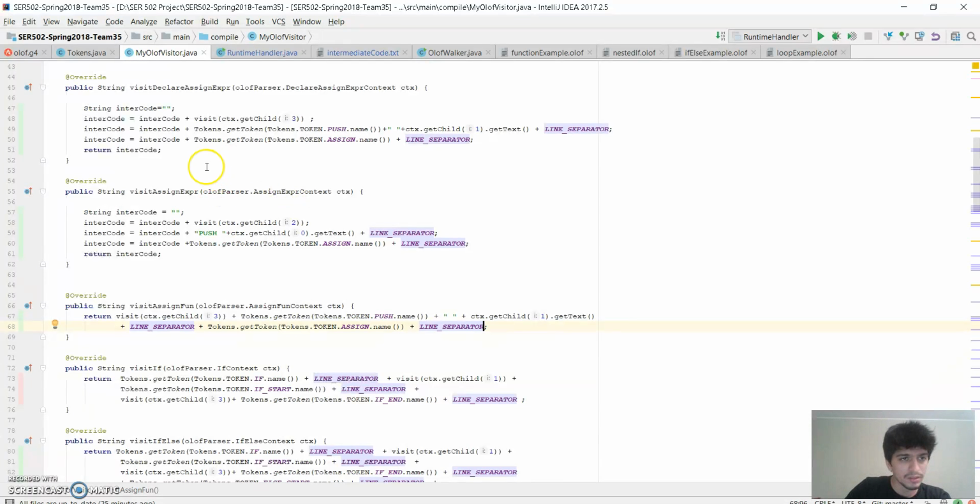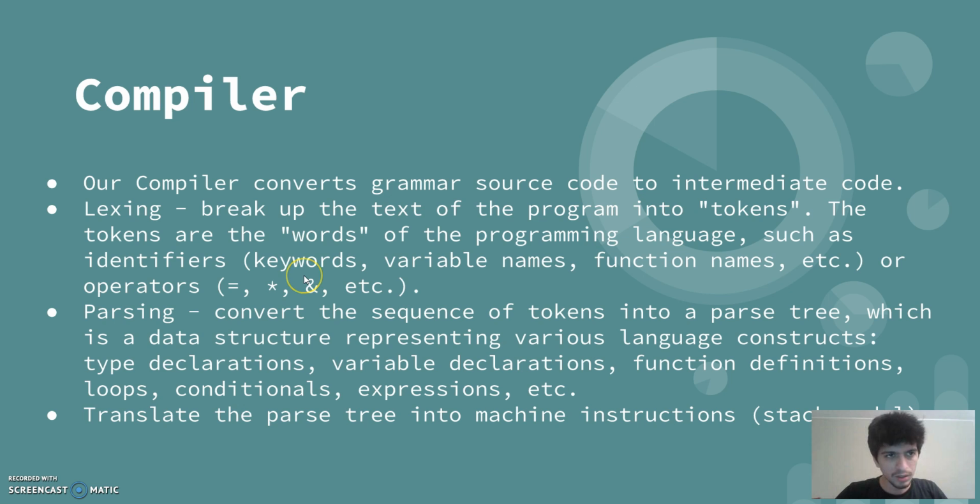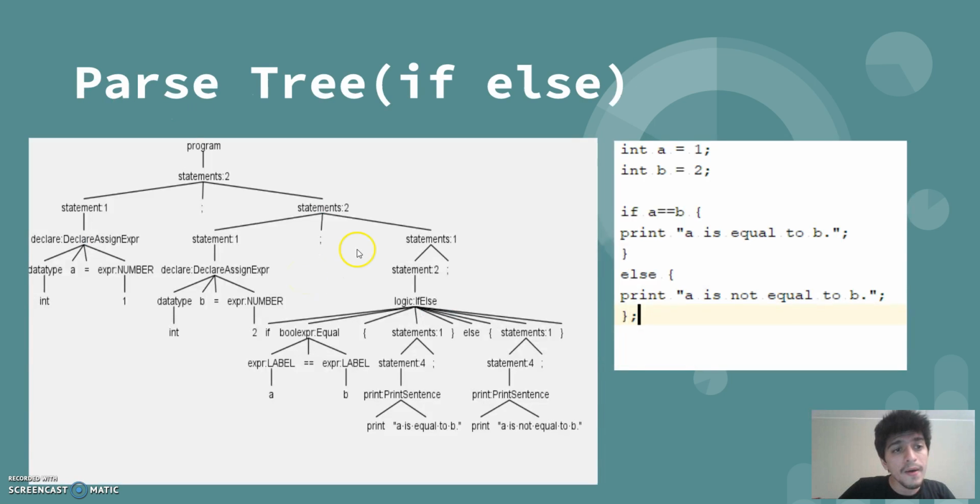As you can see, we get the override callbacks for each type of rule we have in the grammar: assign, expression, function, etc. So within these functions we can just define how we want to generate our intermediate code, which I'll be going over, I guess, in the next slide. So anyways, the parse tree generation.